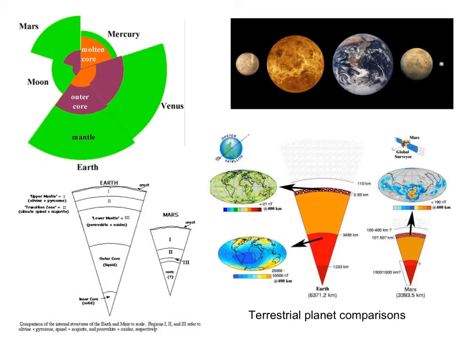Okay. So this just summarizes what we know about the inner terrestrial planets, how they differ. So if we take the Earth here as kind of our yardstick that we're familiar with, we know we've got an inner core and an outer core and a mantle on the Earth.